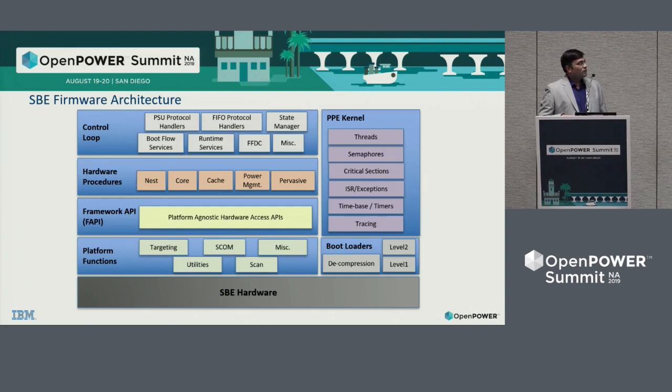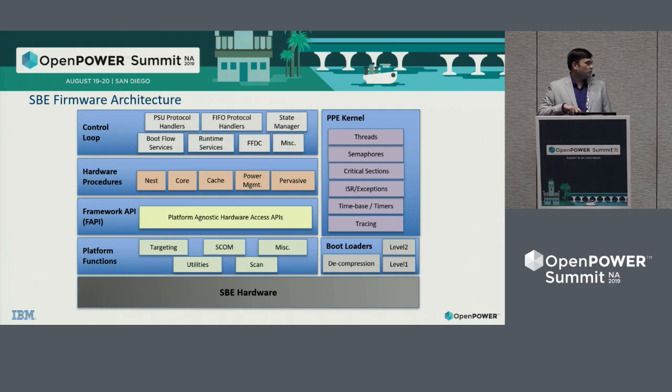We have a small kernel which is kind of inherited from the OCC 405. The OCC used the SSX kernel, but this is a much more stripped down version of that. It gives very primitive facilities like threads, semaphores, critical sections, timers, and stuff like that. So it also gives the basic tracing support for the system.